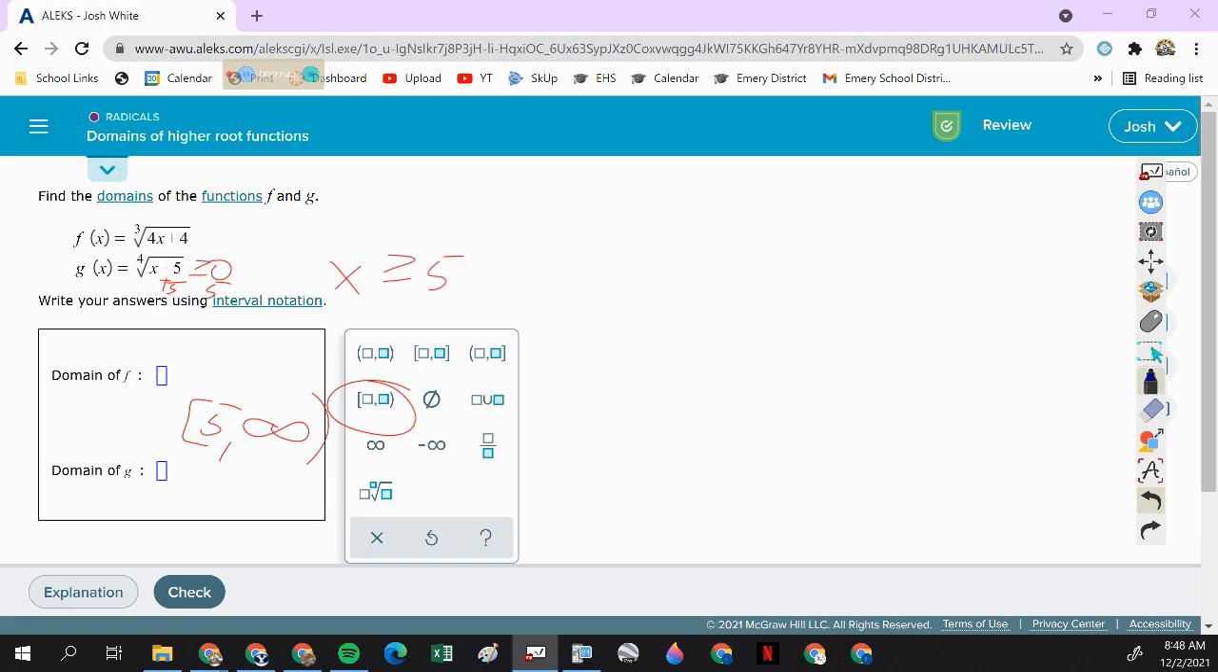So if the root is 3, 5, 7, 9, or any other odd number, then the domain is all real numbers. But if the root is a 2, a 4, a 6, or any other even number, then you have to set the inside greater than or equal to 0.